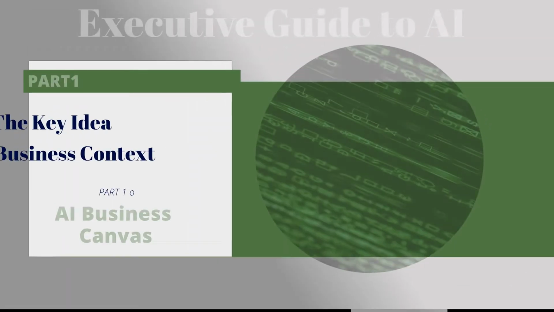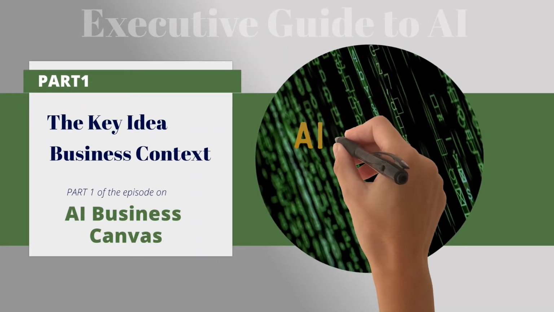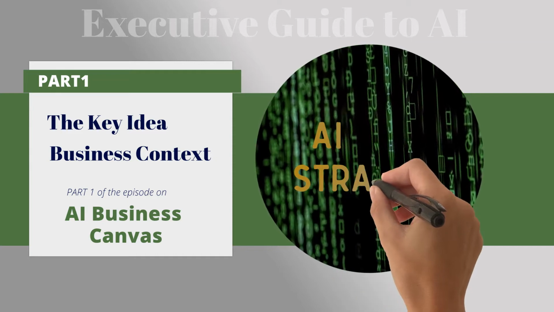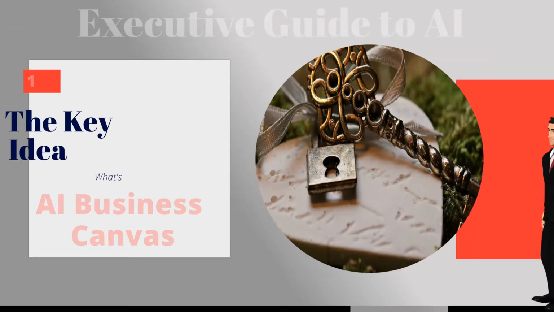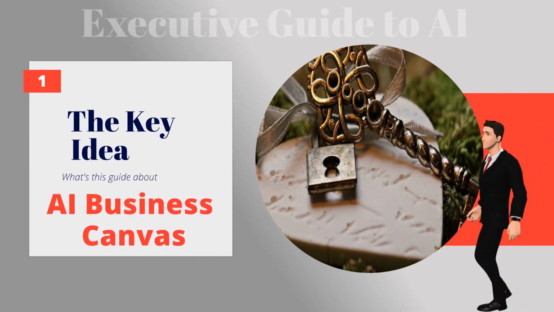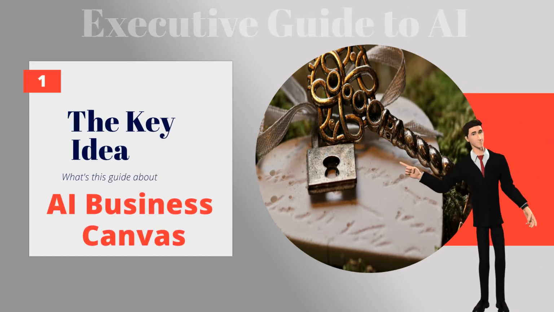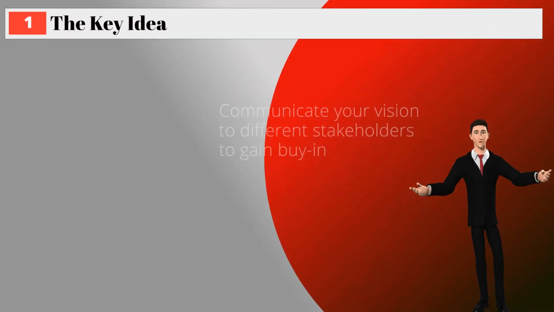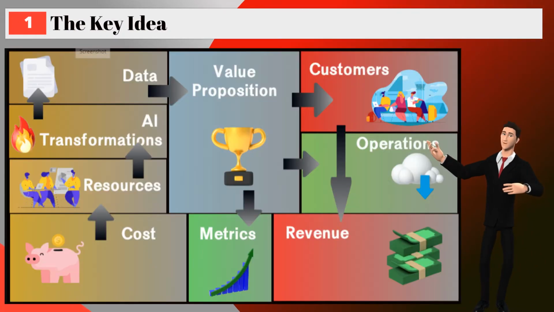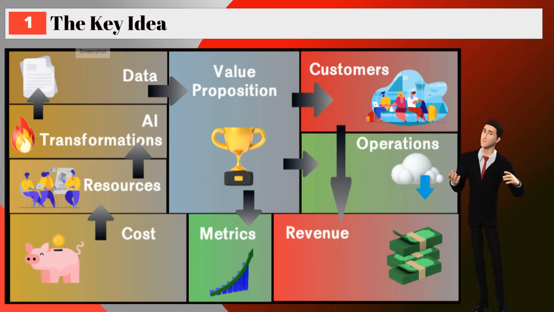This episode, the AI Business Canvas, is a technique that helps you create and communicate your AI strategy. A key first step is communicating your vision and ideas to other stakeholders so you can further develop the concept into reality. Our AI Business Canvas is a toolkit that lets you do just that.